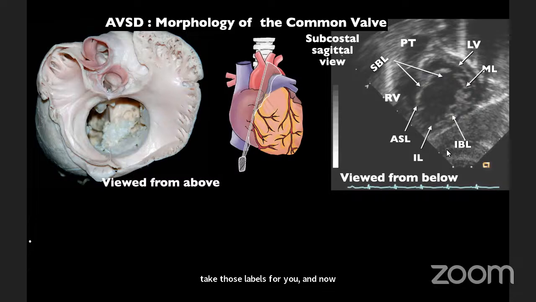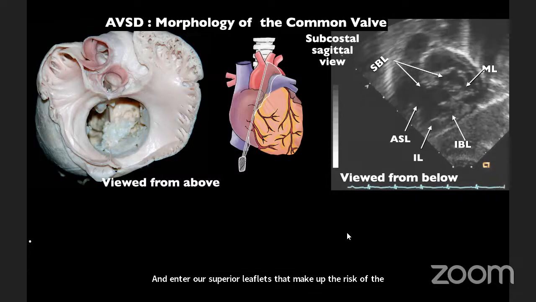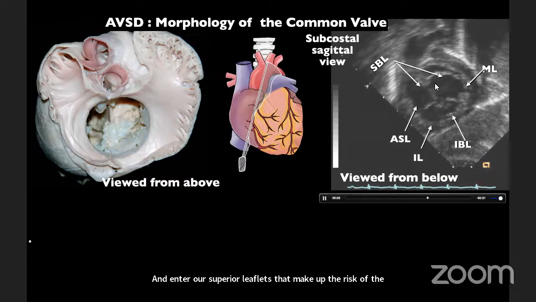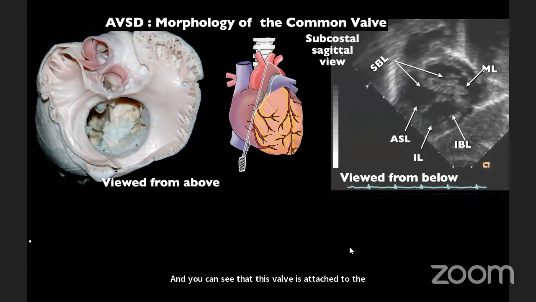And now you can see the superior bridging leaflet, the inferior bridging leaflet, the mural leaflet, the papillary muscles, a very important thing to look at, and the inferior and anterosuperior leaflets that make up the rest of the common AV valve. And you can see that this valve is attached to the crest of the septum, the anterior leaflet in this case.